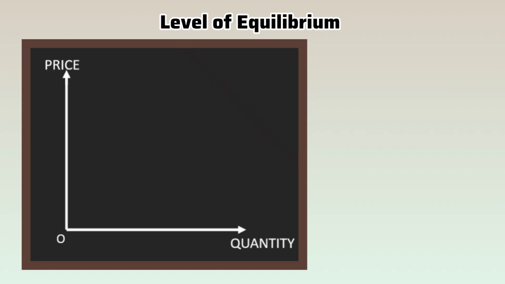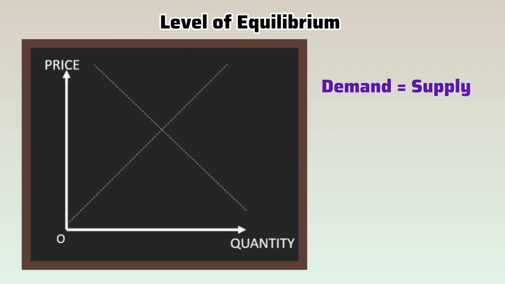Now let's understand the equilibrium level of price and quantity. The point where demand curve and supply curve intersect or meet is called the equilibrium point. At this point, quantity demanded becomes equal to quantity supplied. This determines equilibrium price and equilibrium quantity in the market.